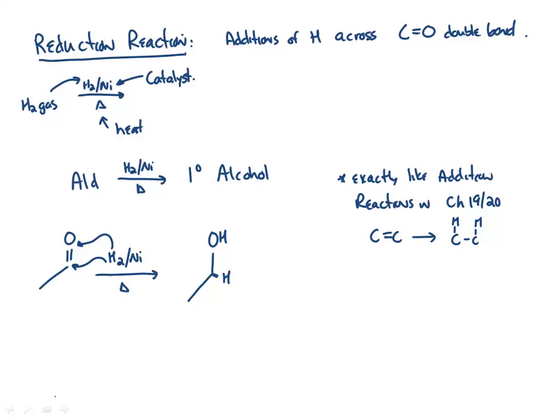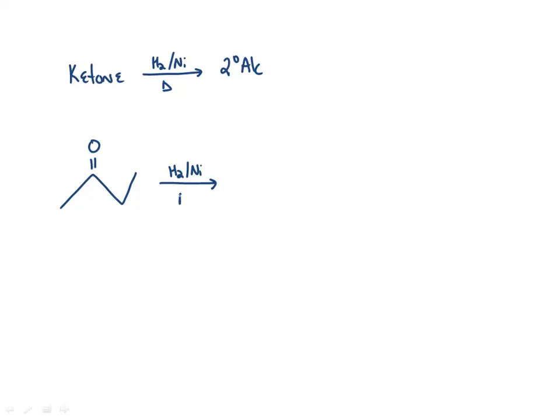What do you think happens if I have a ketone? Oh, hold up. Yeah, it goes to a secondary. Ketone, hydrogen, nickel, some heat, goes to a secondary alcohol. And so again, I'm thinking about it as adding hydrogen to one end of the double bond, adding hydrogen to the other end where that carbon is, and I get an OH group, and I'm really adding a hydrogen on that.